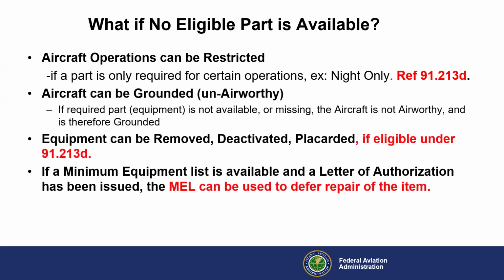Aircraft can be grounded if the required part is not available or missing. The aircraft is then not airworthy, and it has to be grounded. Some equipment can be removed, deactivated, and placarded if it is eligible and it meets the requirements of 91-213D. If a minimum equipment list, an MEL, is available and a letter of authorization has been issued, some parts and systems can be deferred. The repair can be deferred. So those are your options.